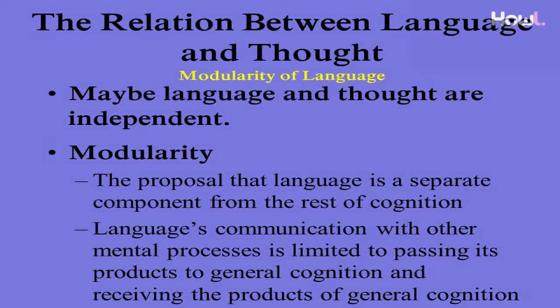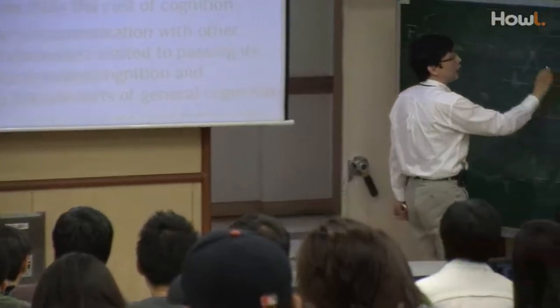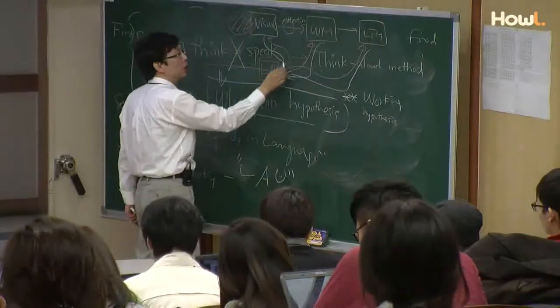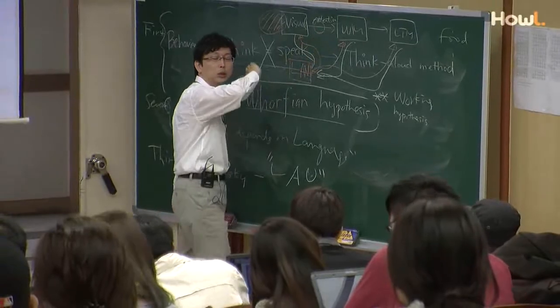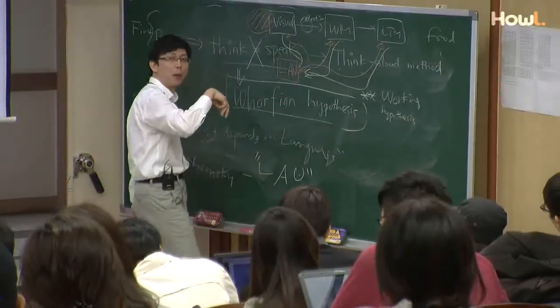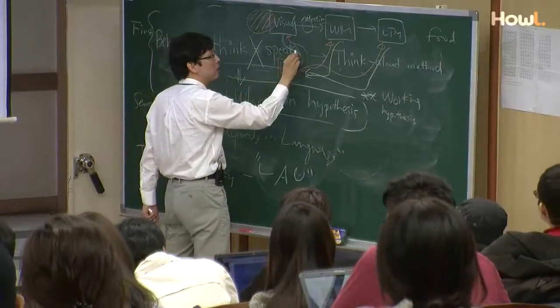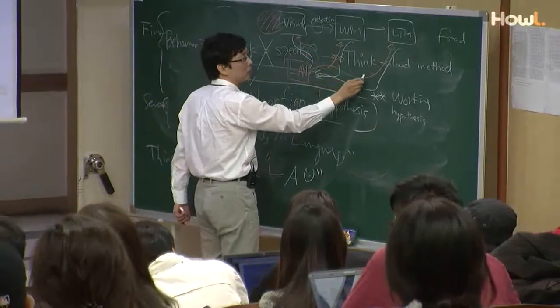Okay, I can read it. So, language and thought are independent. The modularity proposal says language is a separate component from cognition. Language's communication with other mental processes is limited to passing its product to general cognition and receiving the product of general cognition. Likewise, what I explained is that language is a separate thing, so they are passing products to the cognitive power and then returning back. So the problem of language happens in this passing mechanism.